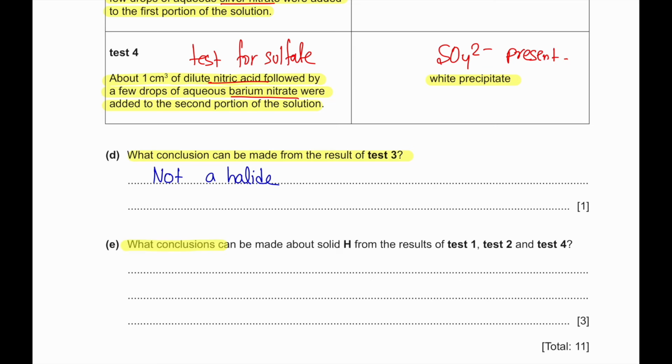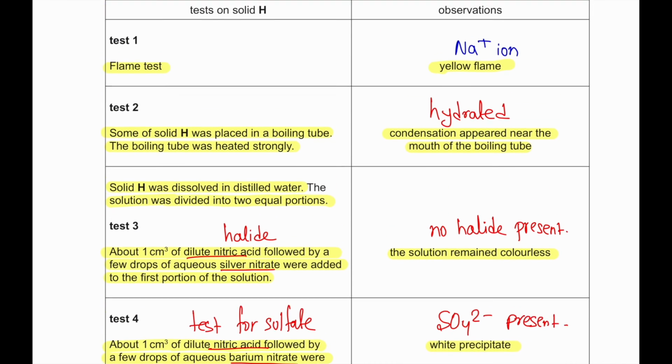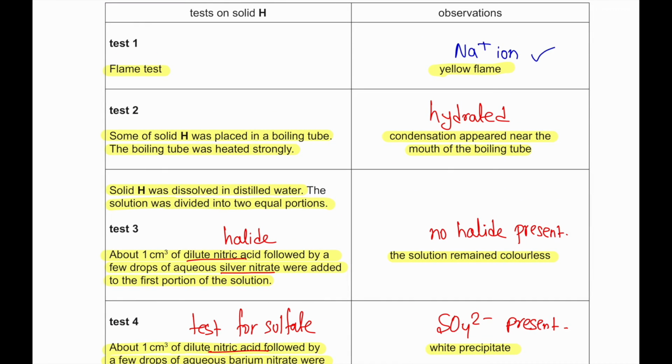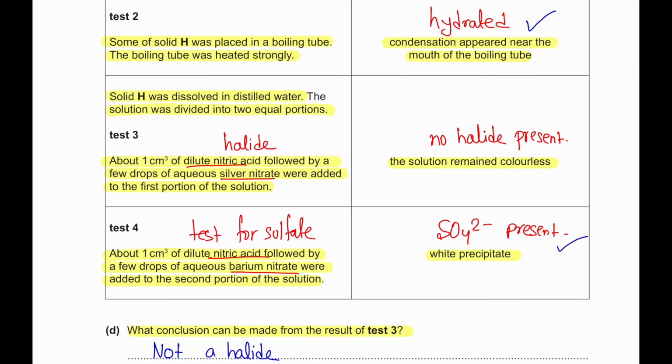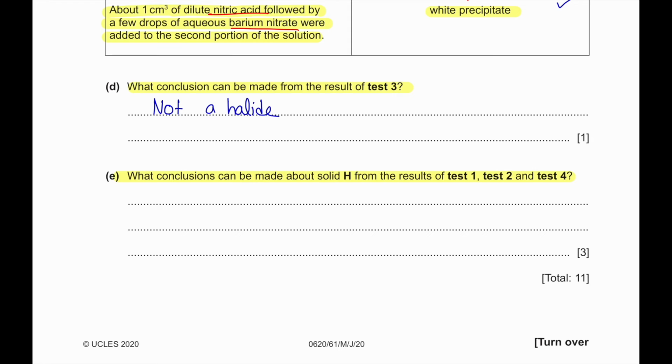Part E. What conclusions can be made about solid H from the results in tests 1, 2 and 4? So from test number 1, we can conclude that there is sodium ion. From test number 2, we can conclude that it is hydrated. And from test number 4, we can conclude that there is sulfate present. So we can say hydrated sodium sulfate.